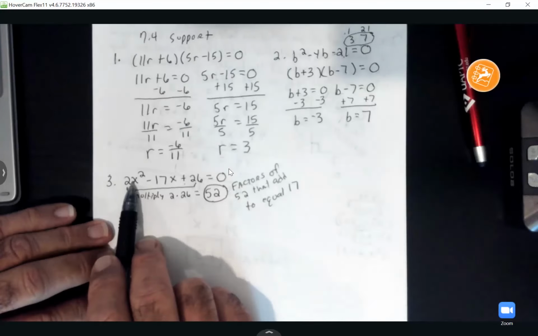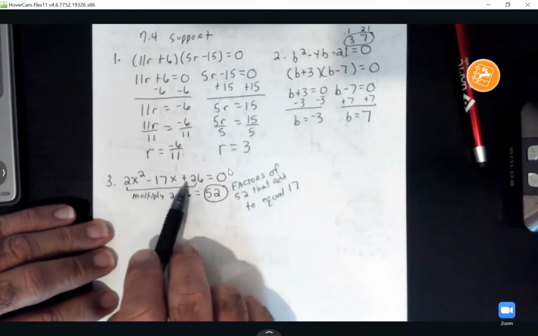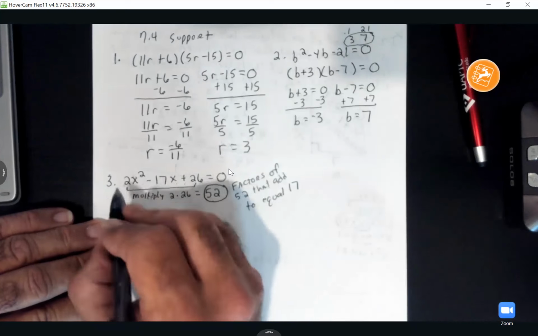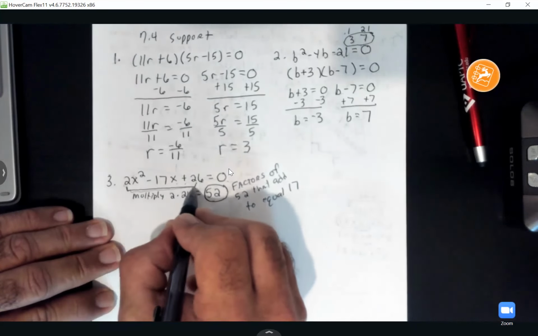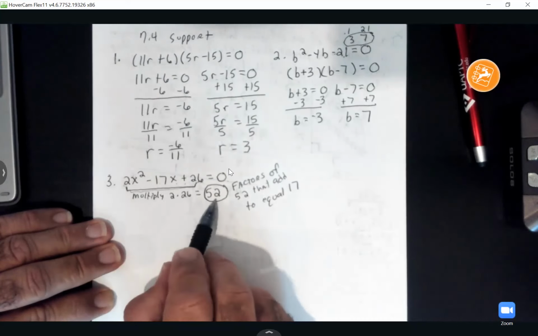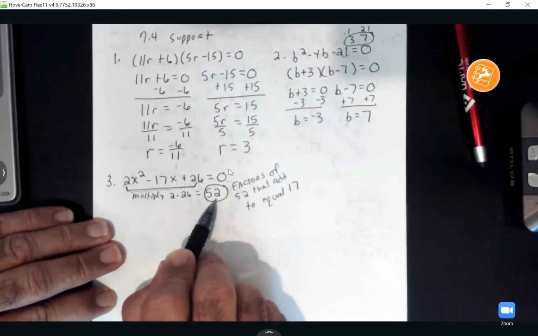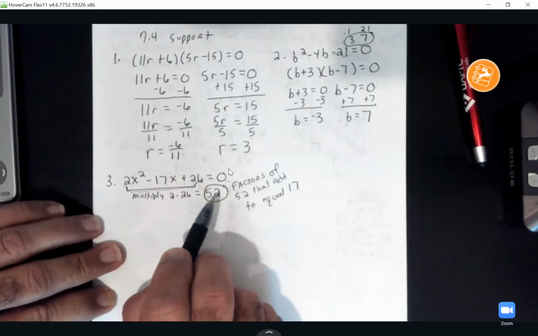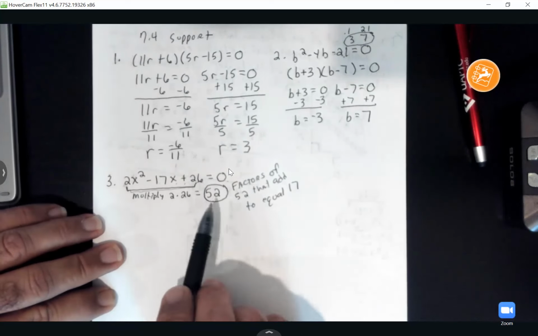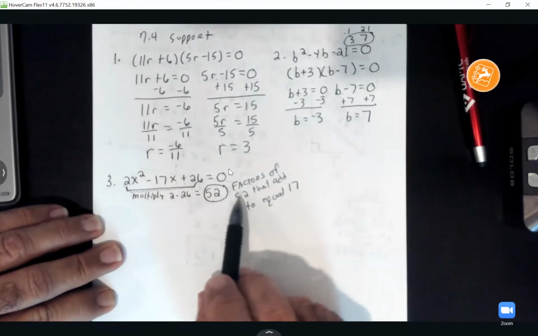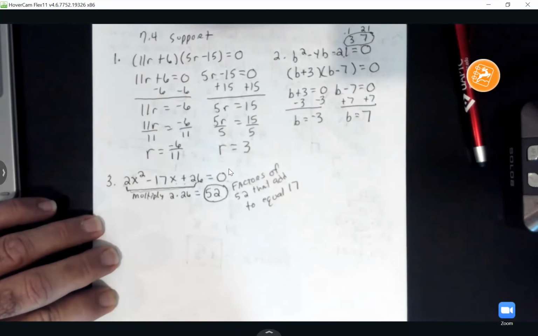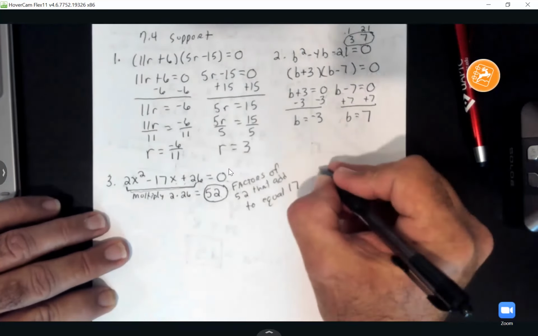All righty, so I start out with 2x squared minus 17x plus 26 equals 0. So since you got a number in front other than a 1, you got to multiply that 2 times that 26. So when I multiply 2 times 26, I get 52. So we temporarily got to treat 52 like it's the last number. So I want factors of this 52 that add to equal 17 in the middle.